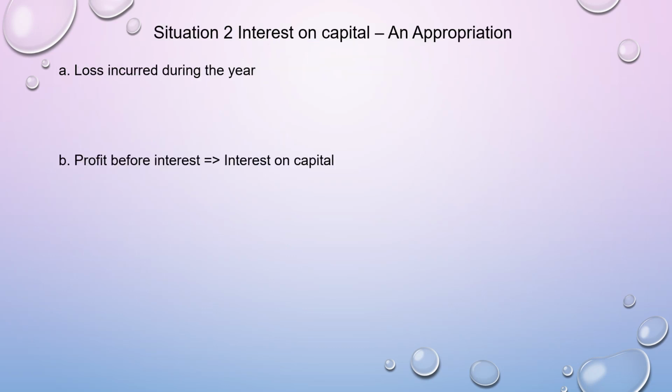Now, moving on to the next situation. Situation 2 is where there is an agreement in the deed and they have specified that interest on capital is to be allowed at a particular percentage per annum. That's it. Then under such circumstances, you should know that interest on capital is an appropriation of profit. And what is meant by appropriation?